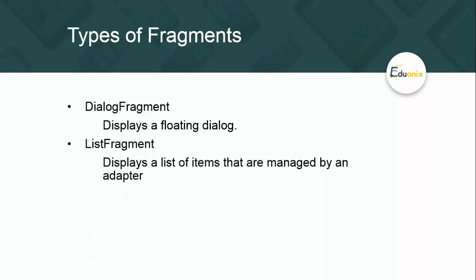List fragment displays a list of items that are managed by an adapter, such as a simple cursor adapter, similar to list activity. It provides several methods for managing a list view, such as the onListItemClick callback to handle click events.